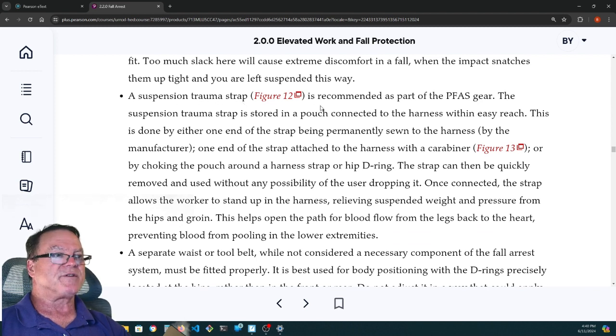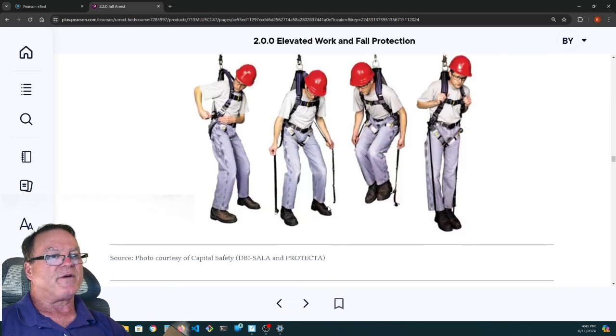A suspension trauma strap is recommended as part of the personal fall arrest gear. The suspension trauma strap is stored in a pouch connected to the harness within easy reach. This is done by either one end of the strap being permanently sewn to the harness, one end of the strap attaches to the harness with a carabiner, or by choking the pouch around a harness strap or hip D-ring. The strap can then be quickly removed and used without any possibility of the user dropping it. Once connected, the strap allows the worker to stand up in the harness. This is what they're talking about.